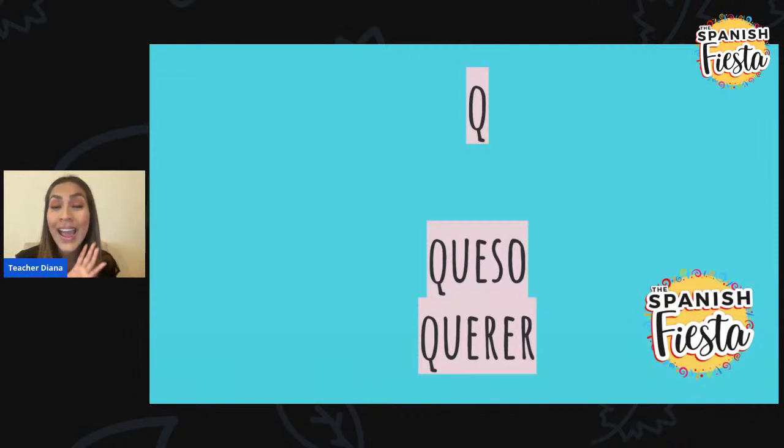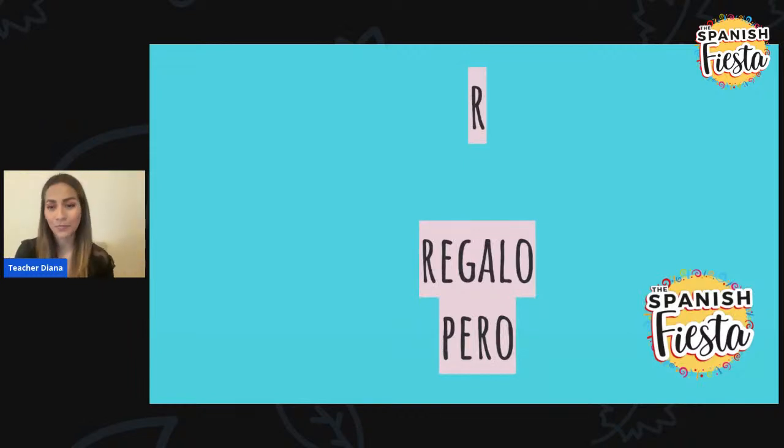Q. Letra Q. No air is coming out of her mouth, okay? Queso. You can see here that letter Q, la letra Q, needs another letter here. It needs letter U. This is for another class, okay? Esto es para otra clase that we will practice the sounds and the combinations with letter Q. Queso, querer. It sounds as a letter K, como una letra K.